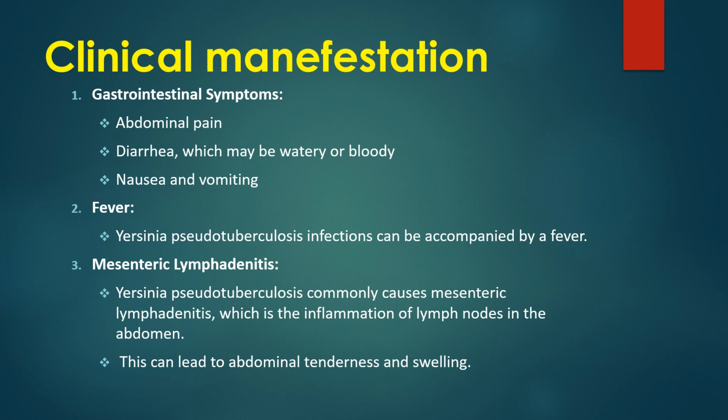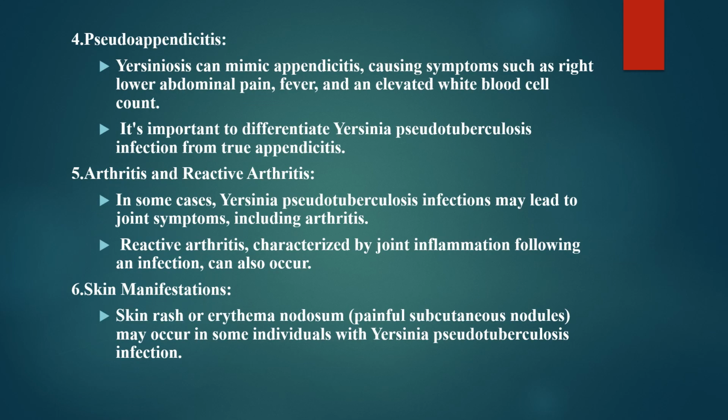Complications. In some cases, pseudoappendicitis: Yersiniosis can mimic appendicitis, causing symptoms such as right lower abdominal pain, fever, and elevated white blood cell count. It's important to differentiate Yersinia pseudotuberculosis infections from true appendicitis. Arthritis and reactive arthritis: in some cases, Yersinia pseudotuberculosis infections may lead to joint symptoms, including arthritis. Reactive arthritis, characterized by joint inflammation following an infection, can also occur.